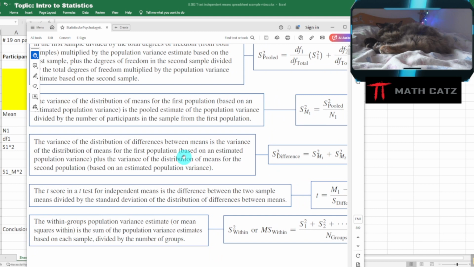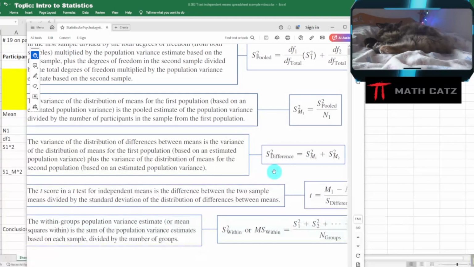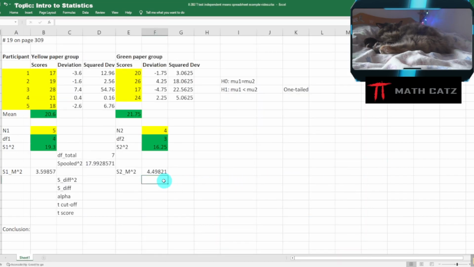Then the distribution that I'm looking for as my comparison distribution is the distribution of the differences of the means. And the best variance estimate of that will be the sum of the two variances. So I'm going to add this one plus this one, which will be my variance estimate of my comparison distribution. But I, of course, want to have the standard deviation. So we're going to take the square root of that.